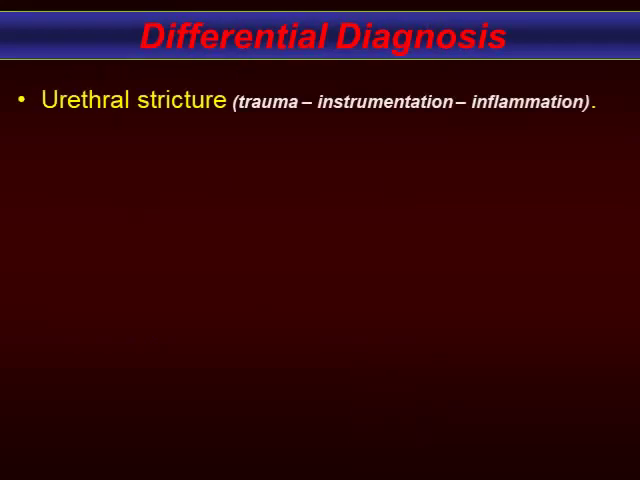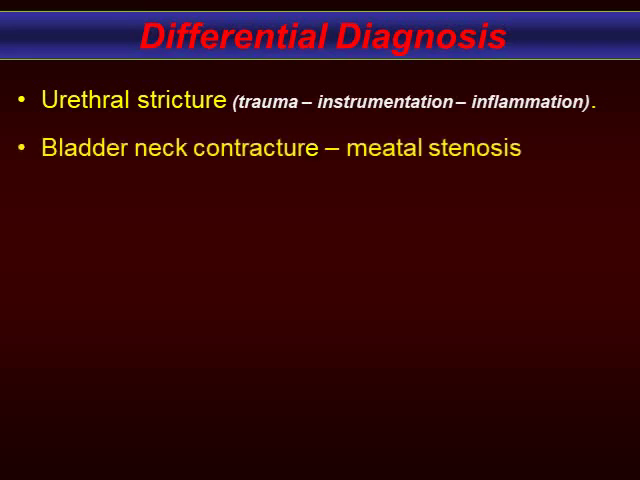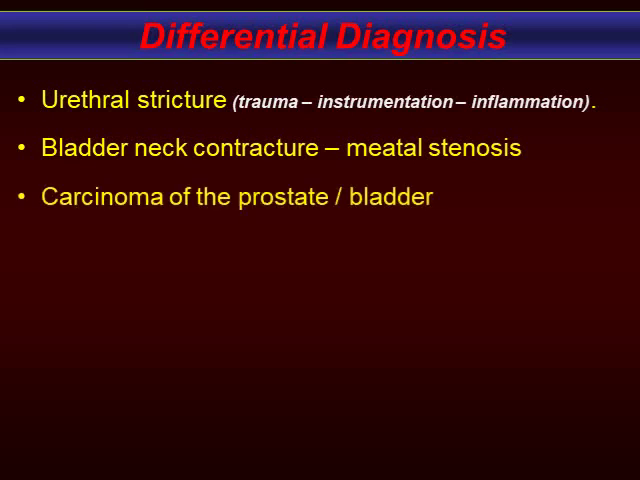Differential diagnosis: a lot of conditions may produce similar symptoms or similar signs to BPH. Most important is the urethral stricture, which could be caused by trauma or instrumentation or inflammation, bladder neck contracture, meatal stenosis. All these conditions will also produce infravesical obstruction like BPH, but mostly they will happen in a younger patient than the BPH patient. In addition, there will be a history of trauma, history of instrumentation, or history of inflammation or sexually transmitted disease. Also, you have to check there is no carcinoma in the bladder or the prostate.